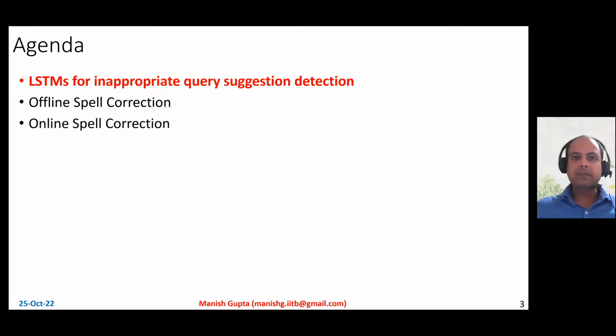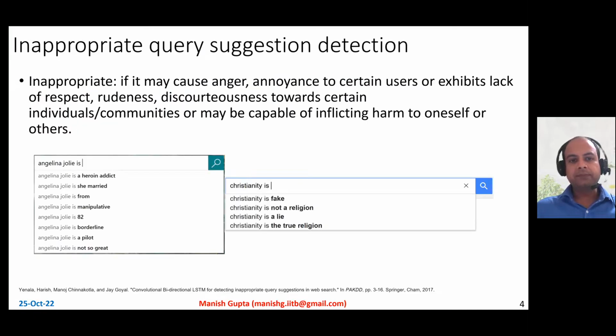Let's talk about the LSTM kind of method for inappropriate query suggestion detection. As you see in the examples below, inappropriate queries are any kind of suggestions that may cause anger or annoyance to certain users, or exhibit lack of respect, rudeness, or discourteousness towards certain individuals or communities, or may be capable of inflicting harm to oneself or others. Right? They are toxic suggestions. They are hate speech content. And in general, it's a good idea to avoid showing such suggestions in the drop-down in autocomplete systems.